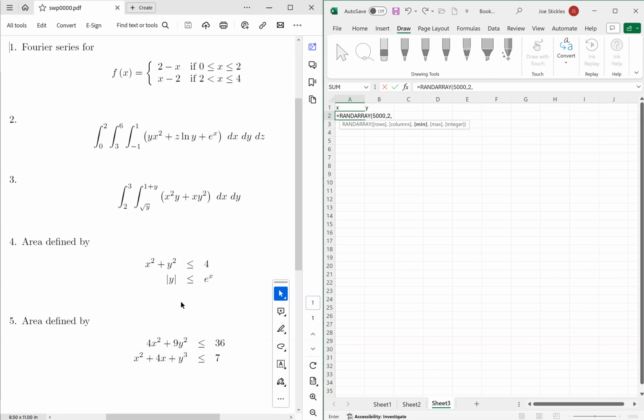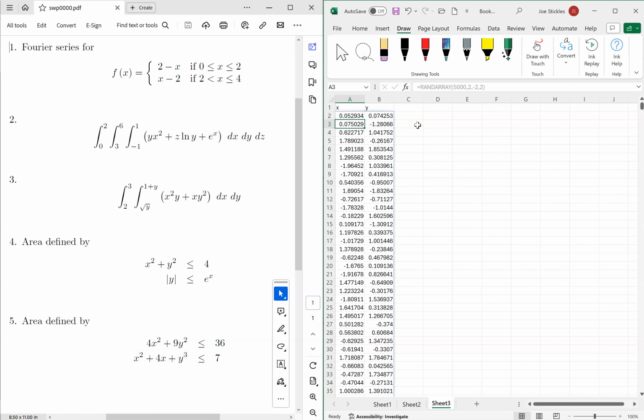So in this case, I might as well just go ahead and generate both columns at the same time. So I'll change the number here from a 1 to a 2, so I'll generate the x's and y's at the exact same time. And we'll make that from -2 to 2 for our min and our max. So now I've got a bunch of points in the rectangle, -2 to 2 for the x's and -2 to 2 for the y's.